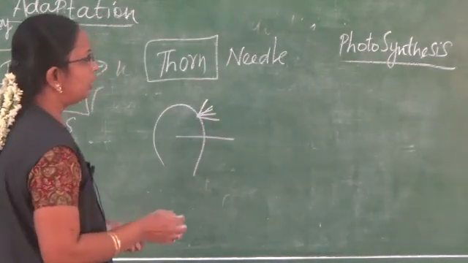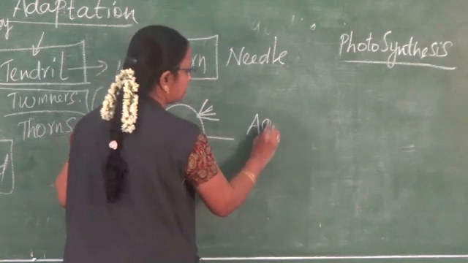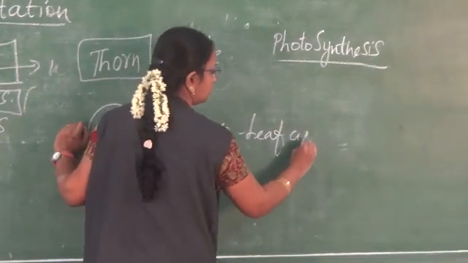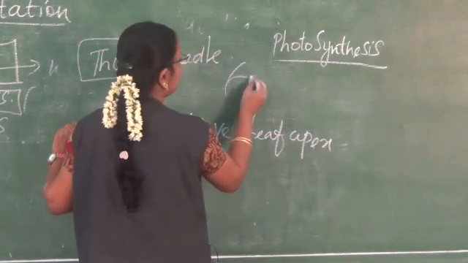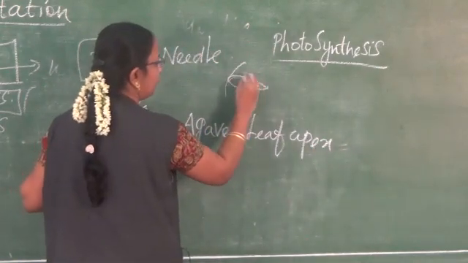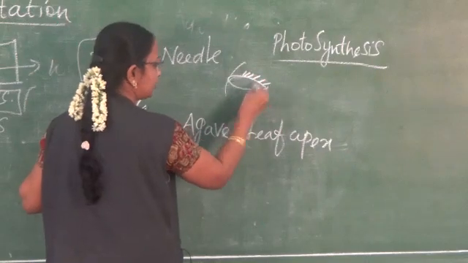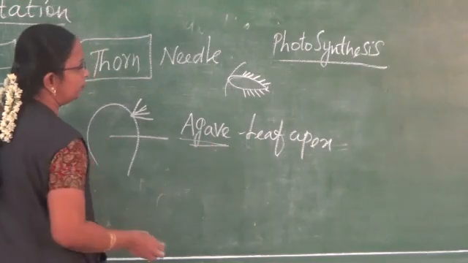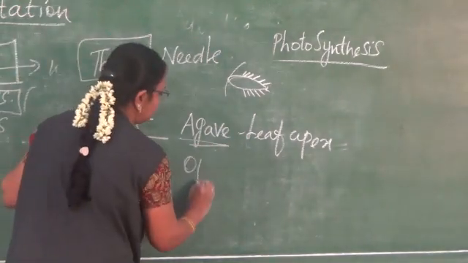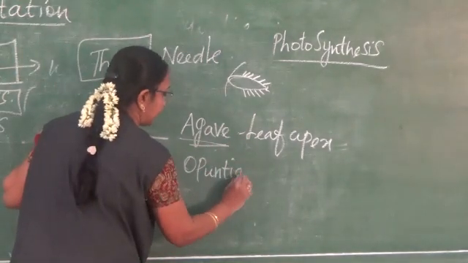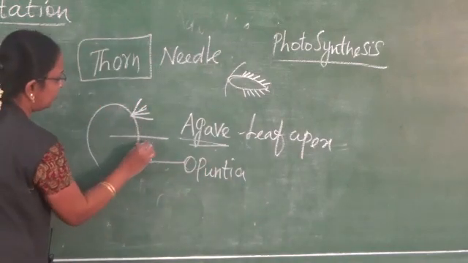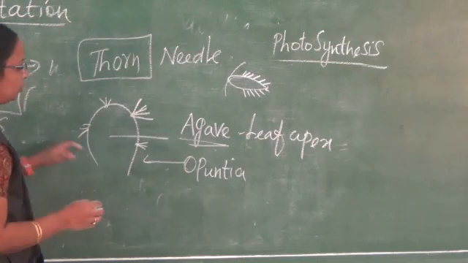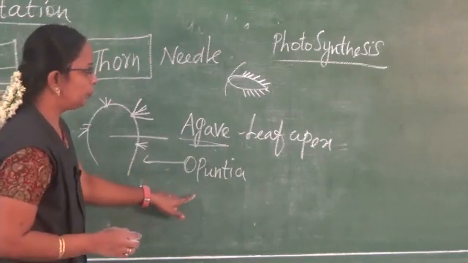In agave, the leaf apex, the end of the leaf portion, develops a thorn-like structure. Okay, this is found in the agave plant. And then in Opuntia, a cactus, like this, the leaf becomes a thorn and is surrounding the stem portion. So this is found in Opuntia.